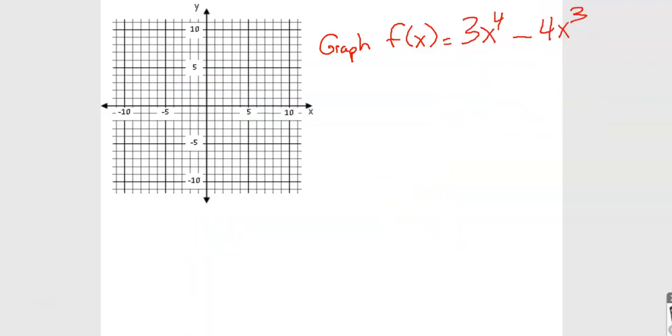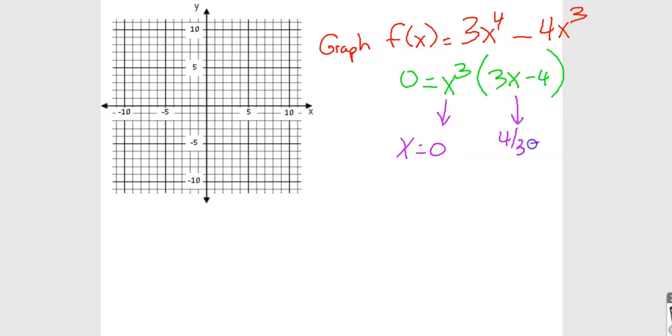All right, so notice here, I'm going to ask you to graph it, and you're like, well, wait a minute, this one's not in factored form. Remember, factored form will tell us the zeros. So in this case, what we want to do is factor this. So we're going to factor out a GCF, which is x cubed. And then if we find the zeros, x equals 0, and then we set the other factor equal to 0, and we're going to get 4/3 as the other zero. X equals 0, and then 4/3 is the other zero.